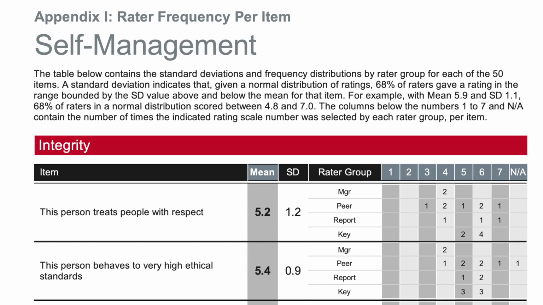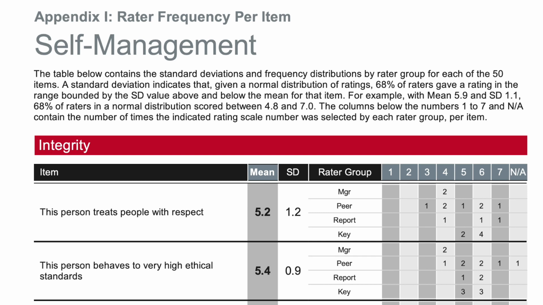What I do like, and often I spend a lot of time on the frequency table here, because with a 360 like this, you're going to get a lot of concerns from people about outliers. Oh, did someone give me a 1? Or did someone give me a 2? And in this case, there is quite a spread of raters. The frequency table is broken up by manager, peer reports and the stakeholders.